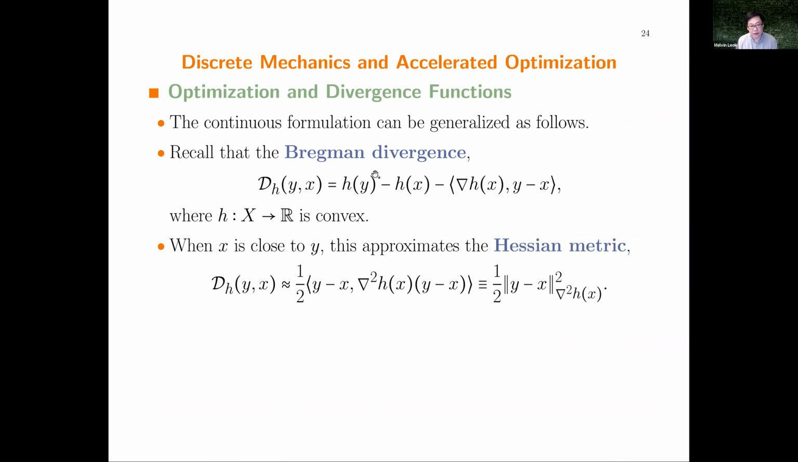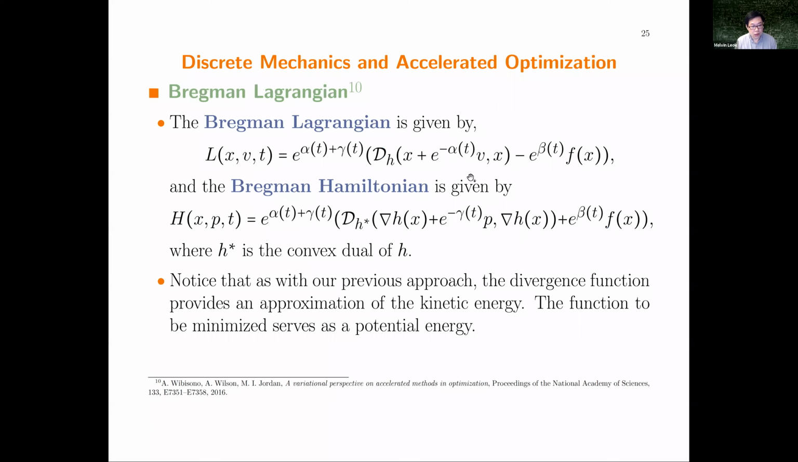And it involves this Bregman divergence, which we saw earlier. If the 2 points are close enough together, then this approximates the Hessian metric, where the metric is coming from the Hessian of the convex function. So given this Bregman divergence, you can construct what is called the Bregman Lagrangian or the Bregman Hamiltonian. There are a bunch of parameters here, alpha, beta, and gamma, but there are specific choices of alpha, beta, and gamma which will have flows which converge at 1 over t to the p. I'll talk about that in a little bit.